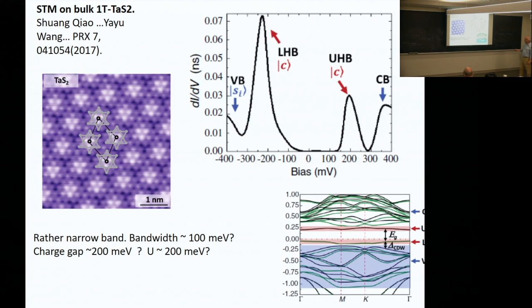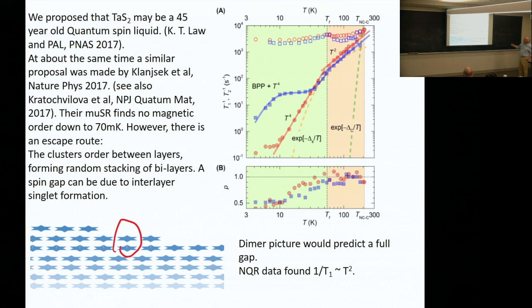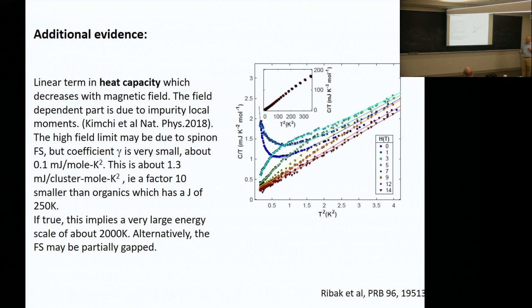So we proposed a few years ago with Vic Law that even though this thing has been known for 45 years, it's actually a spin liquid. So the spin liquid actually has been with us for 45 years, and nobody recognized it. It's kind of a crazy idea. It turns out that there's now a lot of evidence that this is actually true. And in fact, even better, that this may actually be a spinon Fermi surface. So what are the evidence?